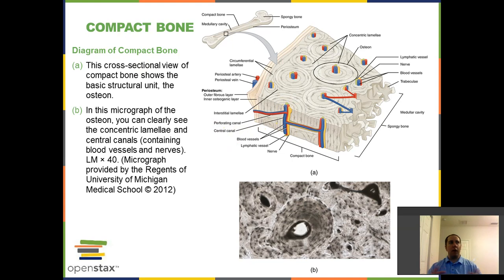And so when we draw figures, just out of convention, we make blood vessels red and blue, depending on whether they're leaving the heart or coming back to the heart. And we make nerves yellow. And so we can see that there are blood vessels and nerves running through this central canal. And then we have the different circles going around that central canal. Those are called concentric lamella.